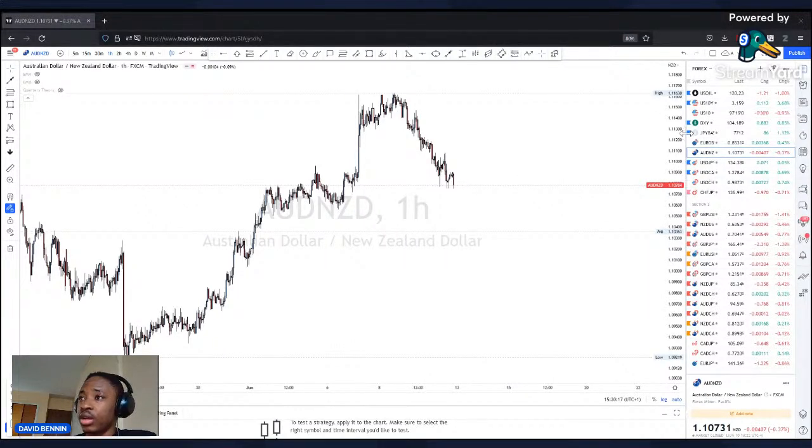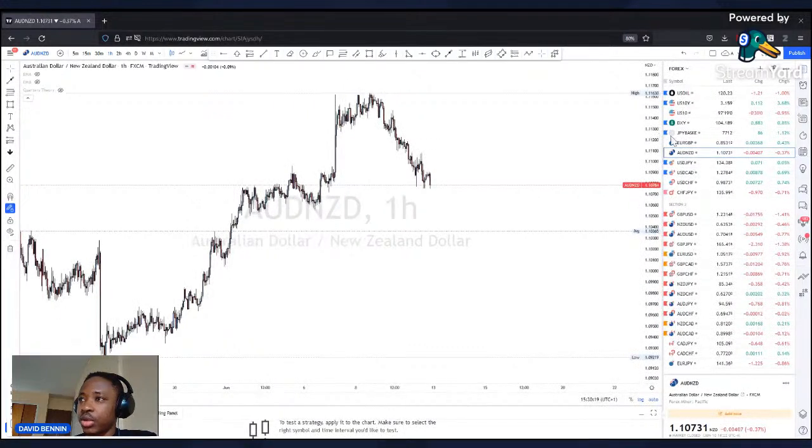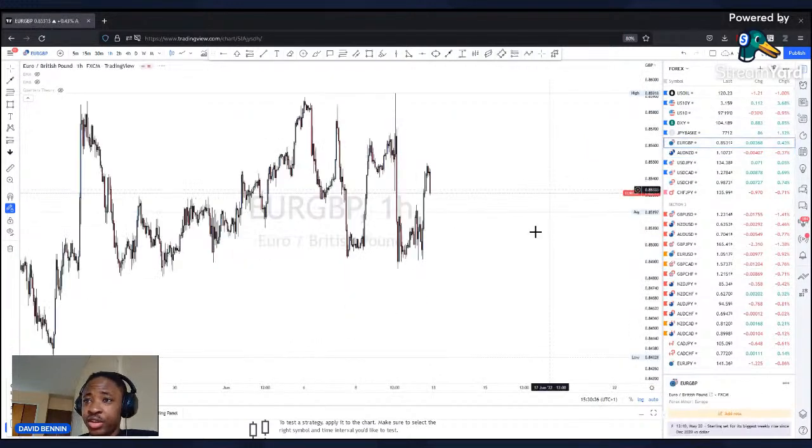This week was quite crazy. A lot of moves here and there, but I didn't really take a lot of trades in the beginning of the week. Most of the trades I took were getting to the end of the week. So let's start with this trade on Friday.